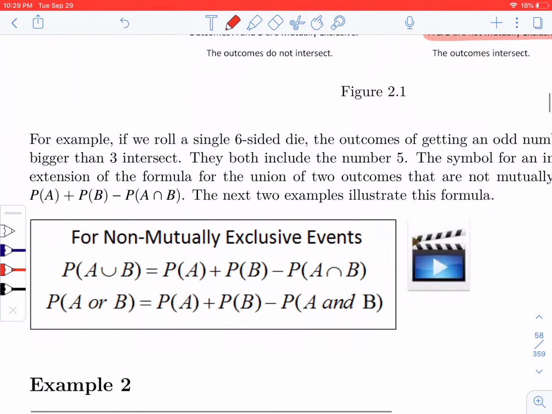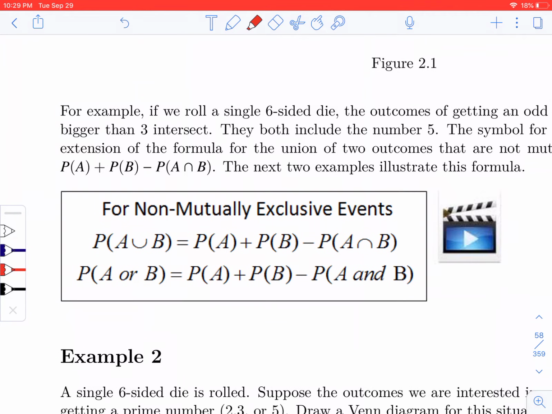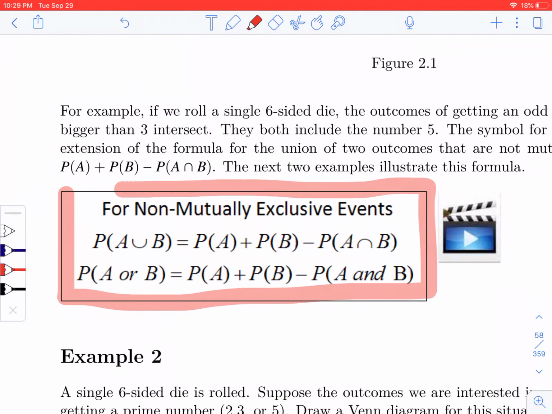And this is the formula for getting rid of the overlap. If two things are not mutually exclusive events, so there is overlap, then you add the probability of A plus the probability of B, and then you have to subtract A cap B, which means A and B. Whatever that overlap is, you have to cut it out, because you've counted it twice. Okay?